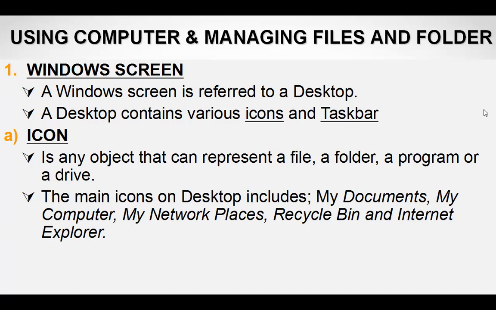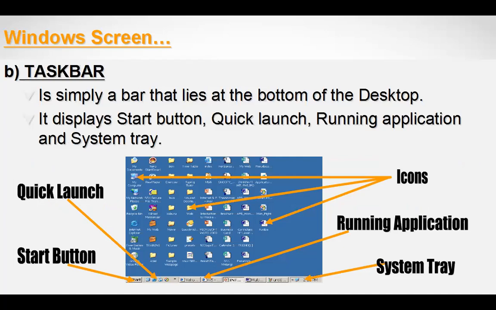Moving on, let's see the taskbar. The taskbar is simply a bar that lies at the bottom of the desktop. That menu that you see at the bottom of the desktop is what we call the taskbar. It displays the start button, quick launch, running applications, and system tray. Running applications you can see easily. The applications running are displayed here on the taskbar, and there is a system tray that contains various shortcuts or icons of various applications.